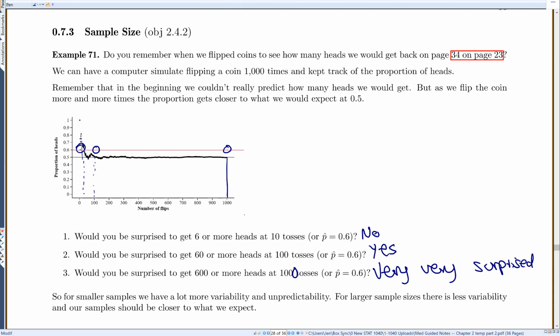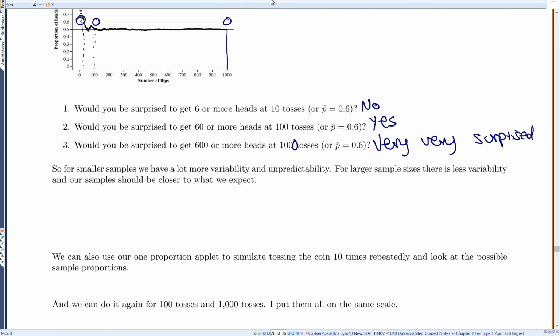So for smaller samples, we have a lot more variability and unpredictability. But with larger sample sizes, there's less variability. Our samples should be much closer to what we expect. Now that's a little background to why it matters for hypothesis tests.